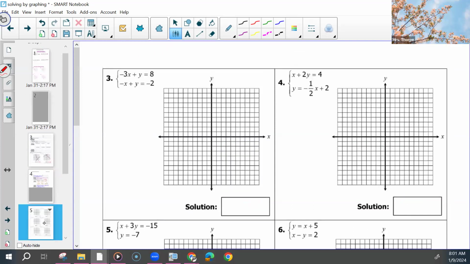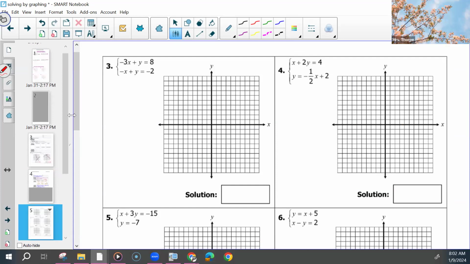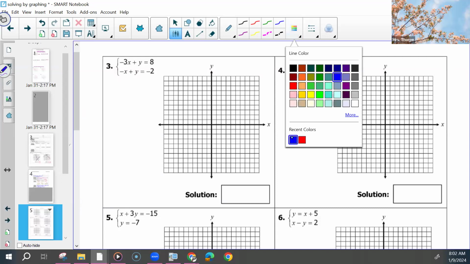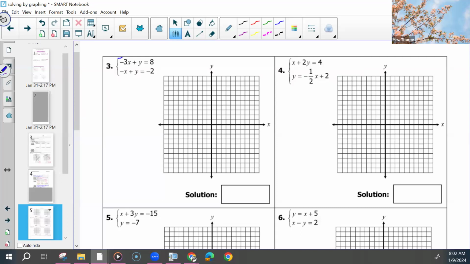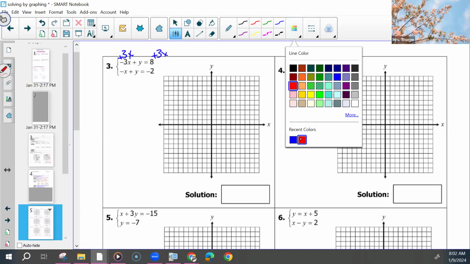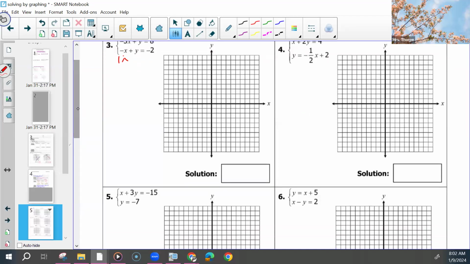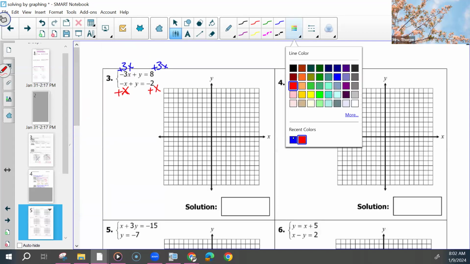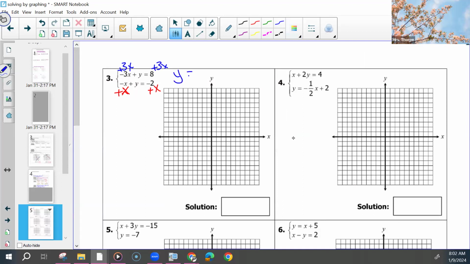So we're gonna do number 3, and then any you guys wanna go over, we'll see. So both of these are in standard form, so we have to solve them both. I'm gonna do this simultaneously. Get rid of 3x by adding it to the other side, and get rid of x by adding it to the other side. So we have y = 3x + 8 and y = x - 2.